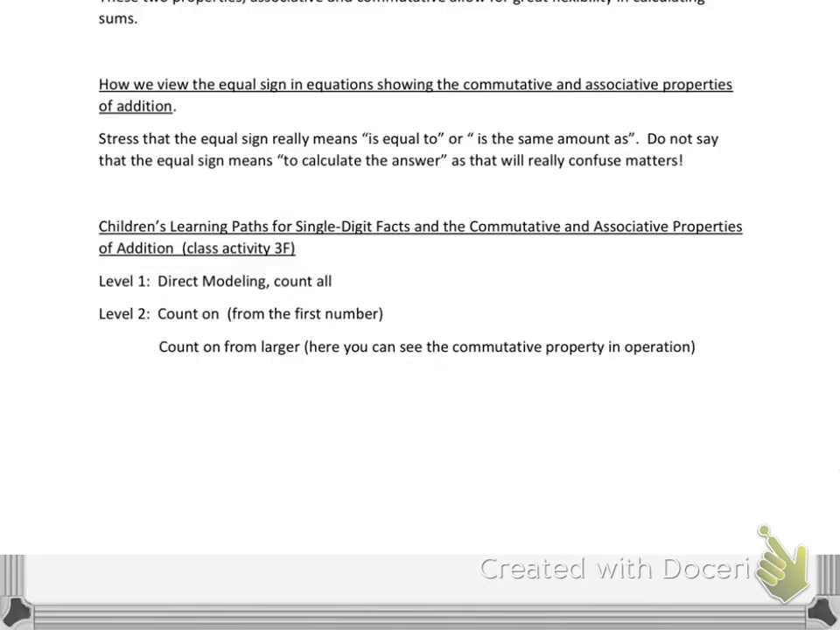So there was a very valuable line right here. It says how we view the equal sign in equations showing the commutative and associative properties is really important. So you want to stress that the equal sign really means is equal to, or is the same amount as. Don't say that it means go ahead and calculate the answer, because that's going to confuse matters when you're trying to demonstrate the associative or the commutative properties. So make sure that when you use the equal sign, you truly mean the quantity on the left is equal to the quantity on the right.